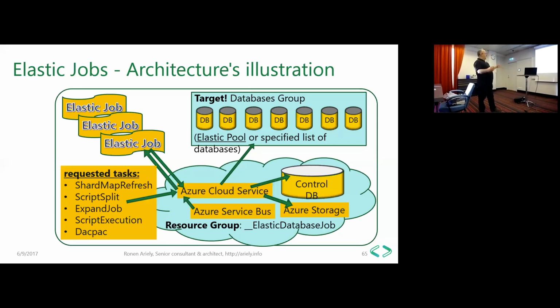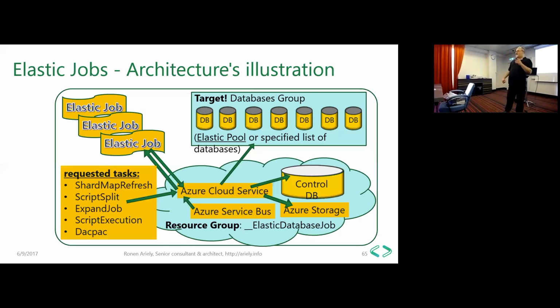And now I'm coming to the big cloud image. This cloud represents a resource group that we need to use. I recommend using a special resource group for this. And inside this resource group, we need 4 elements. First of all, the cloud service, which is the main service that will speak to all the other elements. Secondly, we need a service bus.